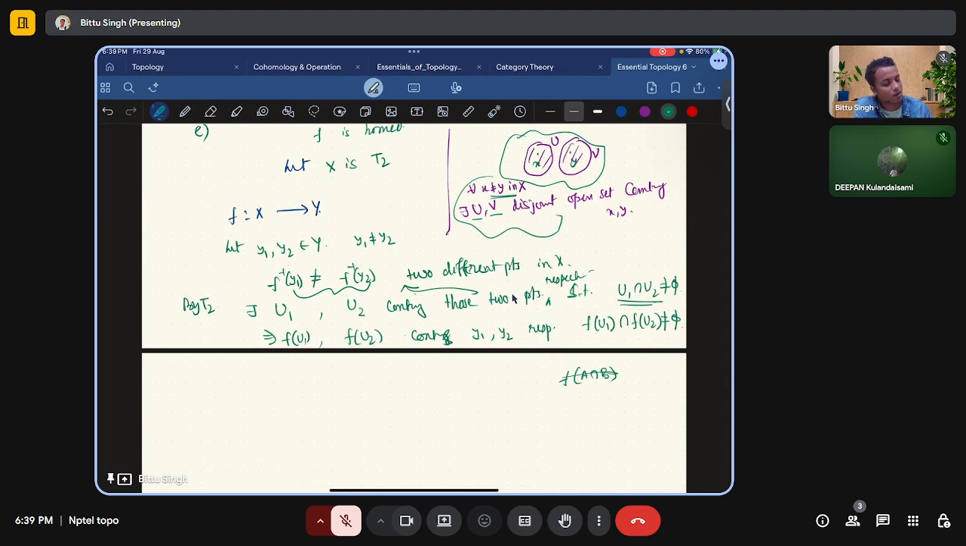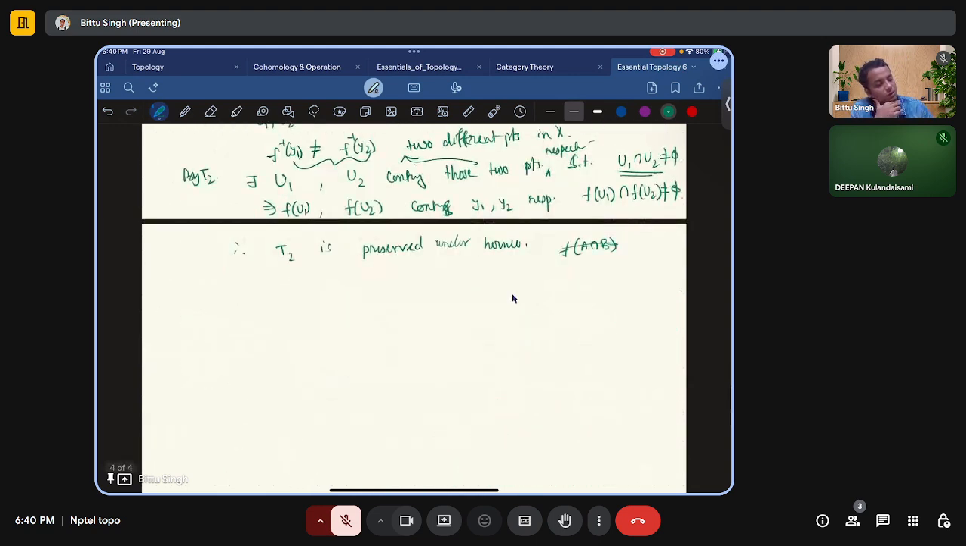So one part is clear, that X is Hausdorff implies Y is Hausdorff. Now again, by homeomorphism, use the map in the reverse direction. There exists a map in the reverse direction. Using the same argument, we can prove Y is Hausdorff implies X is Hausdorff. Therefore, T2 is preserved under homeomorphism.